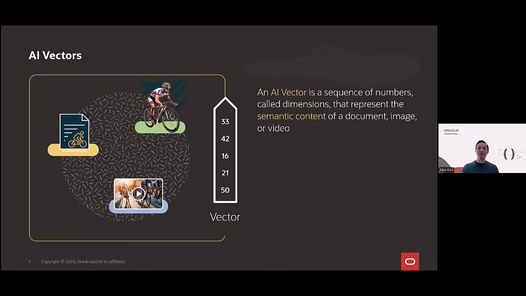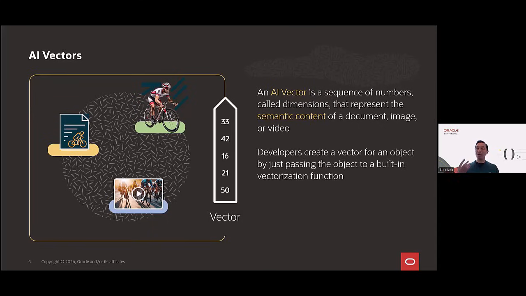So what vectors are, if you remember your mathematics back in school, they are just a sequence of numbers. You can think of it as an array of some sorts. It could be a multi-dimensional array as well, but it can be an array of numbers. And we call those sequence of numbers dimensions. And those numbers are a way that a computer can quantitatively represent the semantic content of any type of data. That could be a document, an image, or video.